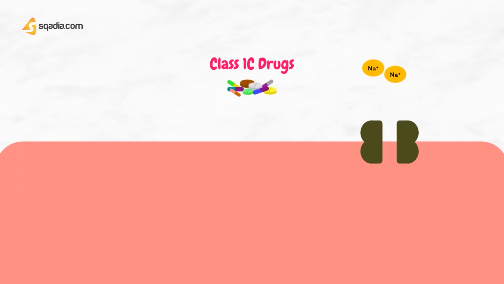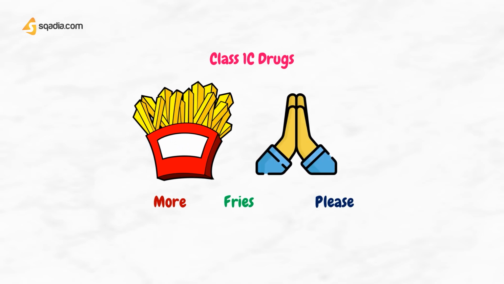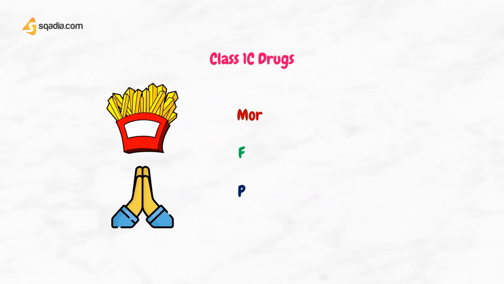Class 1C agents dissociate very slowly from sodium channels, in 10 to 20 seconds, and strongly depress conduction in the myocardium. We have a mnemonic for their names too. "More fries please," meaning moricizine, flecainide, and propafenone.